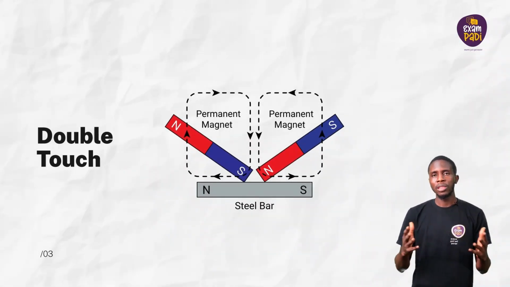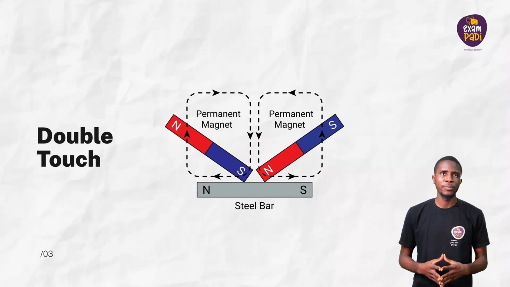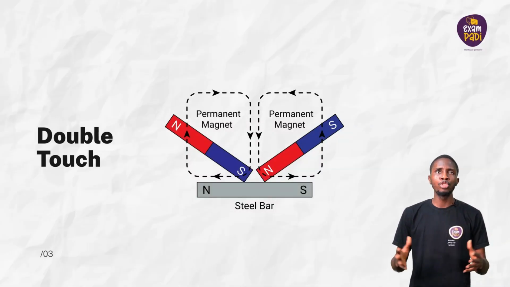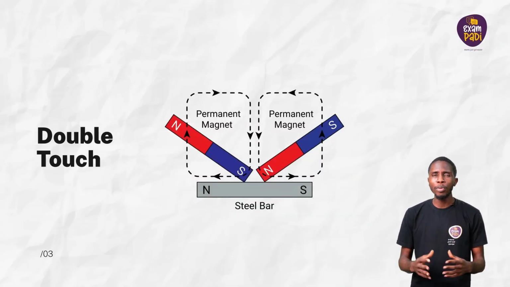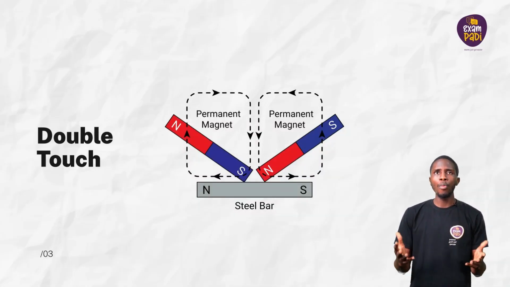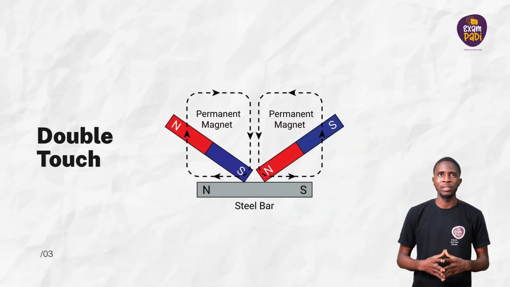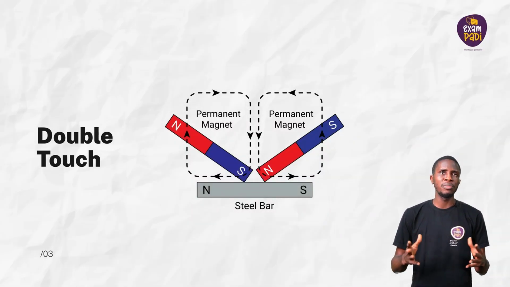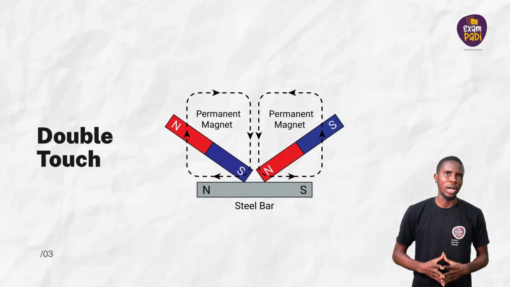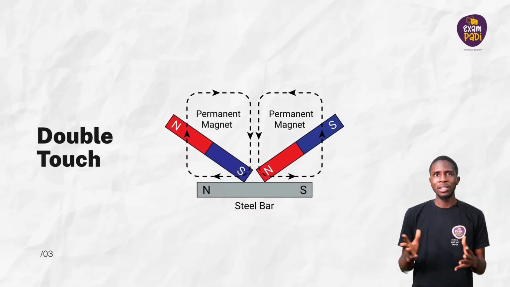3. Divided or double touch. The material X is stroked repeatedly in opposite directions by the opposite poles of the two bar magnets A and B. The stroking begins in the middle of X each time, as seen in this image.